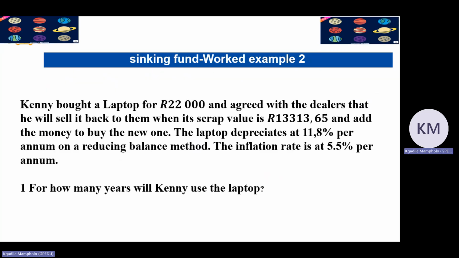Kenny bought a laptop for 22,000 and agreed with the dealers that he will sell it back to them when its scrap value is 13,320 rand 65 cents, and add the money to buy the new one. The laptop depreciates at 11.8% per annum on a reducing balance method. The inflation rate is at 5.5% per annum. For how many years will Kenny use the laptop? That means you want the N here.